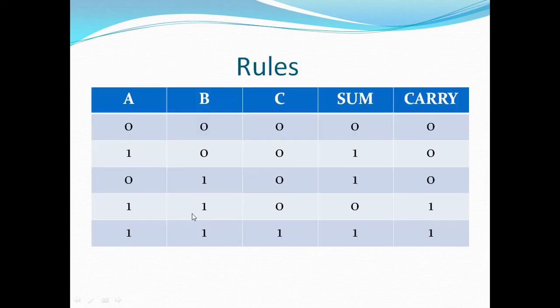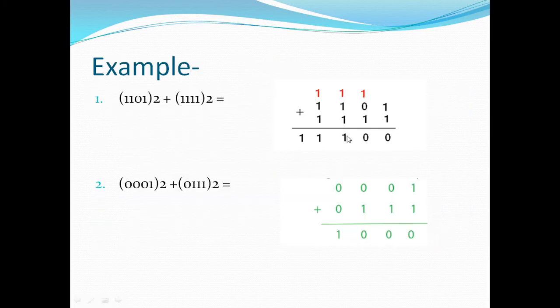When we have three ones, the sum is 1 and carry is also 1. So we have taken the sum 1 and kept the carry here. Again three ones, sum 1 and carry 1, and we keep the carry here. Now this is the required answer.